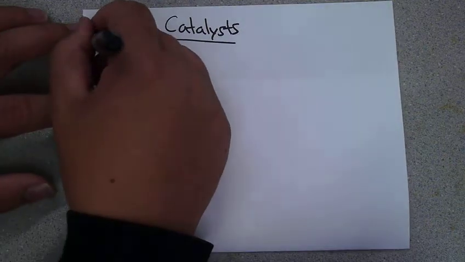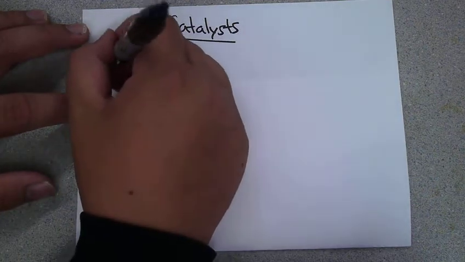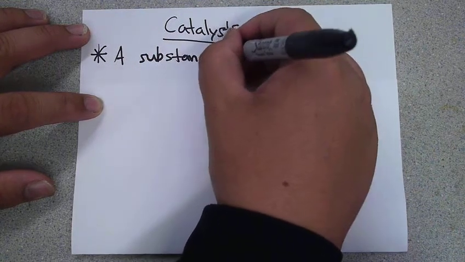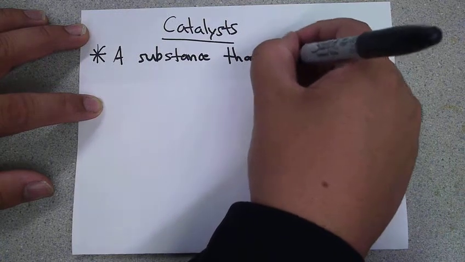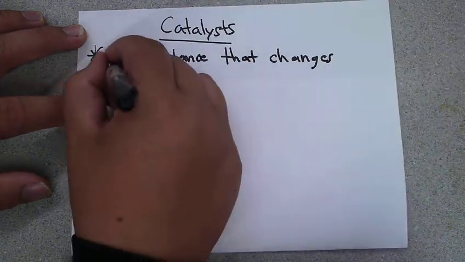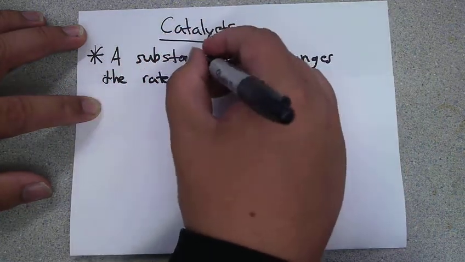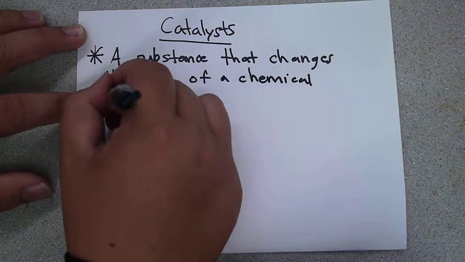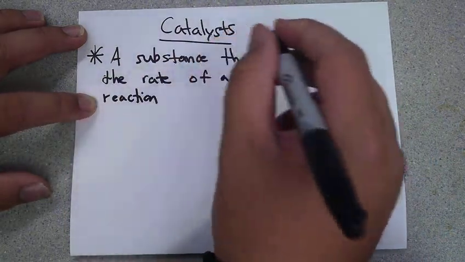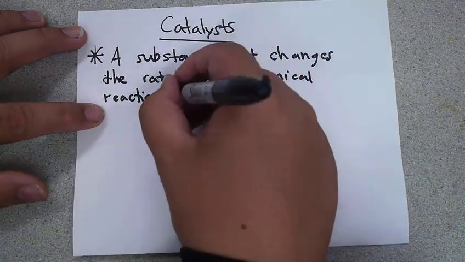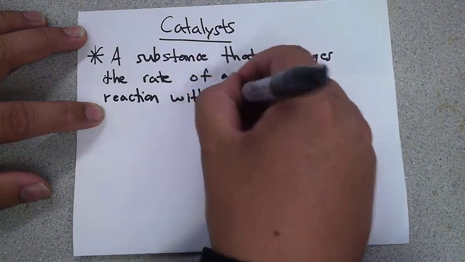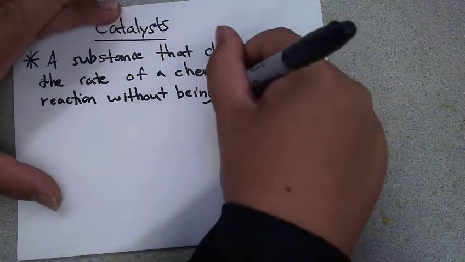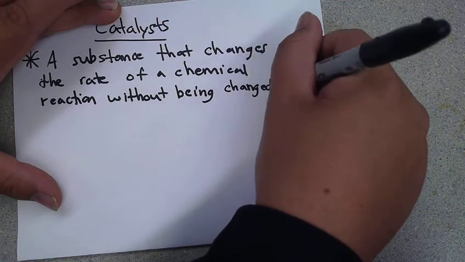So a catalyst, let's just define it really quick before we draw another reaction progress diagram. It's a substance. Notice that I did not use the word chemical. It's a substance that changes the rate of a chemical reaction without being, let's say, changed, consumed.